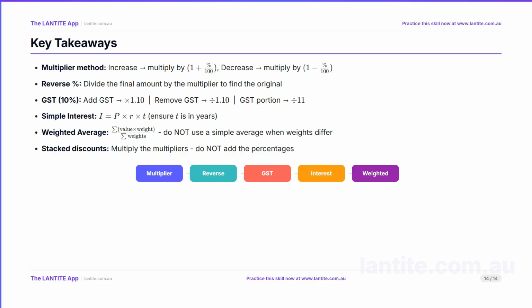Practice these skills and you will be well prepared for any percentage question on the LANTITE. Good luck!